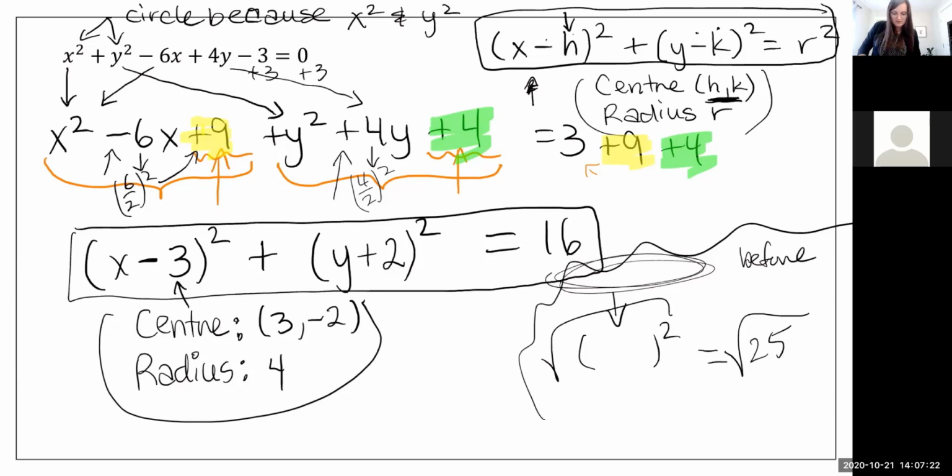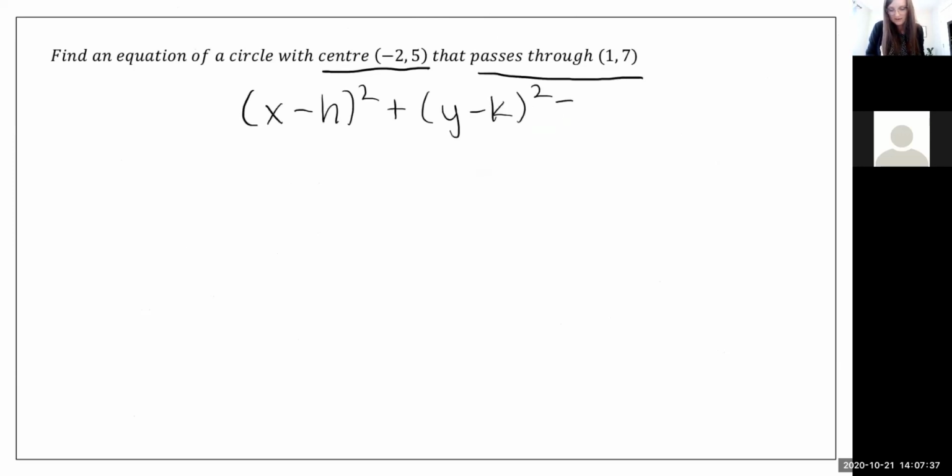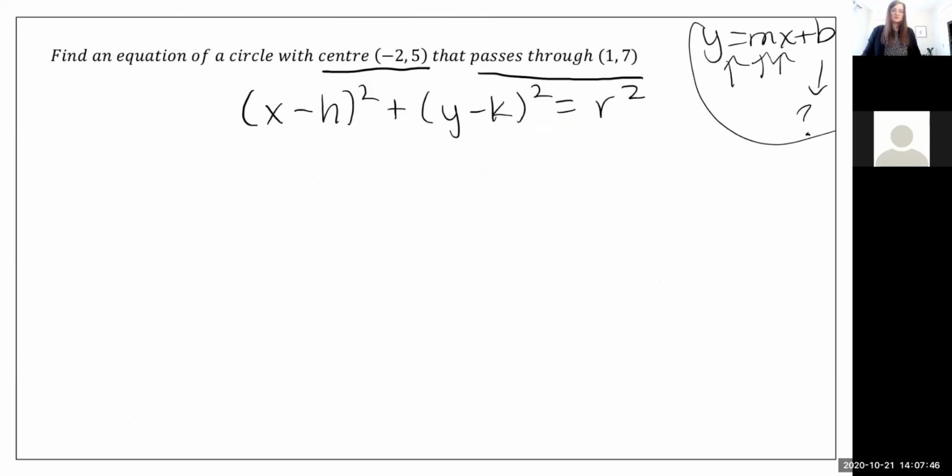Cool. Okay, so we can have all sorts of questions about circles. Find an equation of a circle that has this center and passes through this point. So again, you would take your x minus h squared plus y minus k squared equals r squared, just like if you had to do y equals mx plus b and fill in pieces that you do know and then find what you don't know. Same strategy, right? Just fill in what you know. So if the center is -2, 5, that's my h, k.